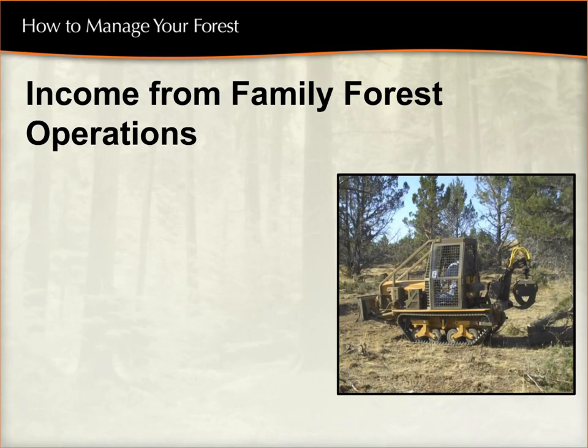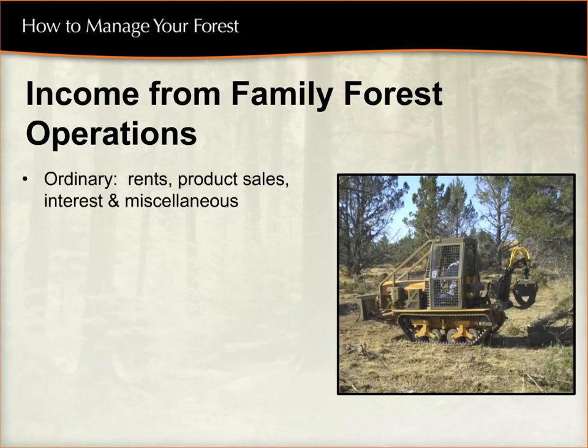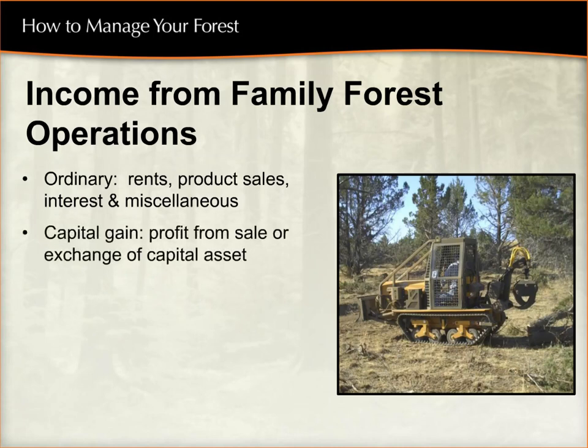Now, having discussed costs related to family forest operations, let's turn to the other side of the coin, income, its general types and how each is generated and handled tax-wise. Unincorporated family forest operations generate two types of income, ordinary income and capital gain. Ordinary income includes rent received for the use of your property, proceeds from the sale of logs, lumber, or other products from your timber, interest paid to you, and miscellaneous income.